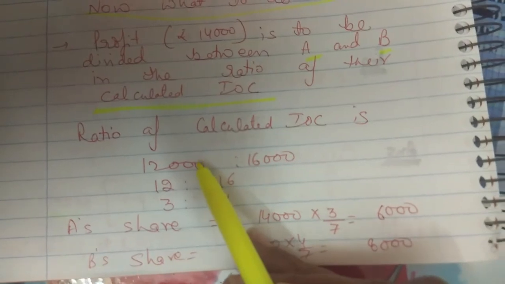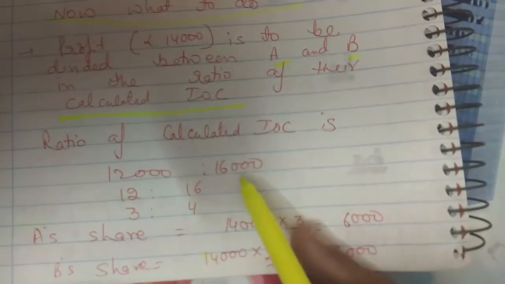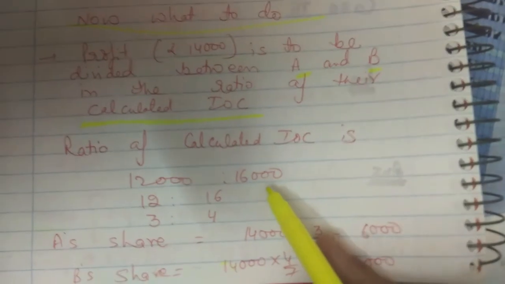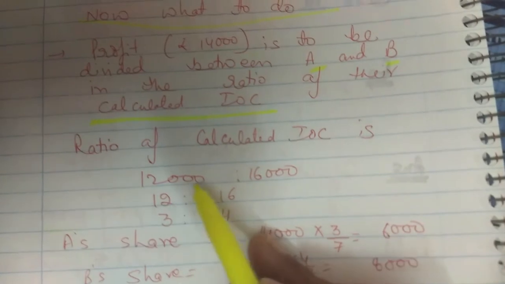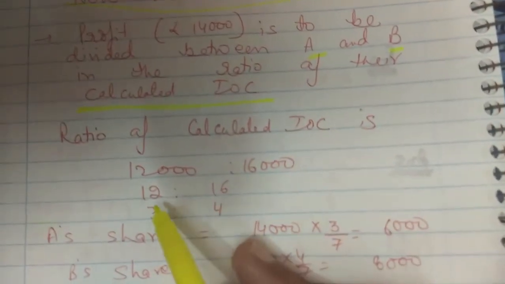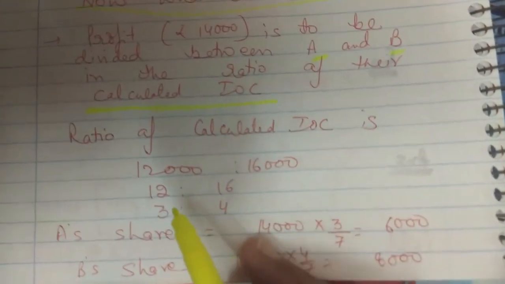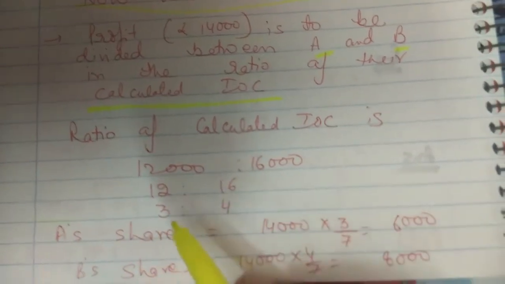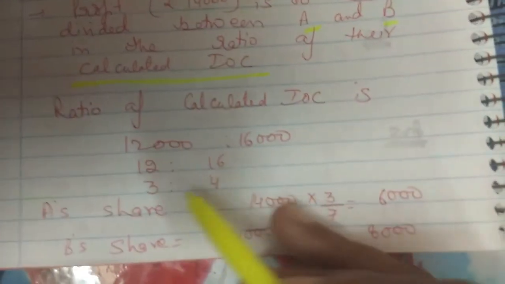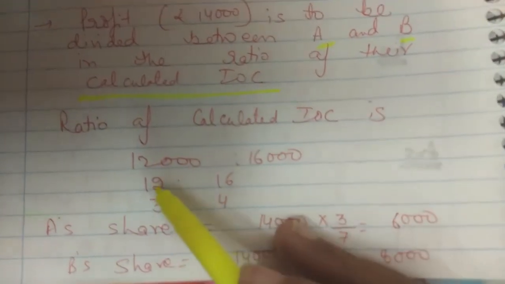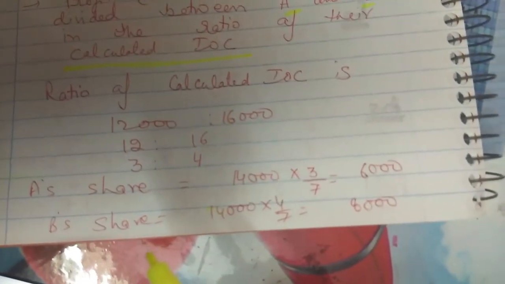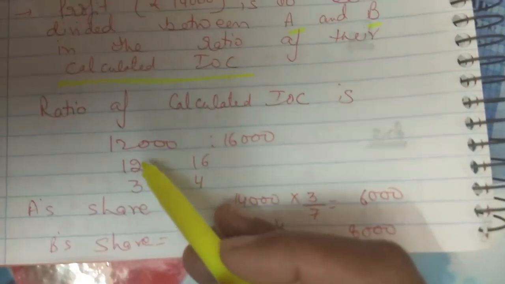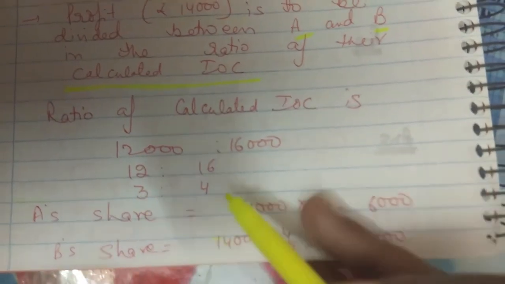Now ratio of IOC is A's IOC is 12,000, B's IOC is 16,000. Now we are to calculate the ratio of this. If we deduct 0, 0, then the values remaining are 12 and 16. And if we simplify this further, then it will be 3:4. If we divide by 4, 4 threes are 12, 4 fours are 16.